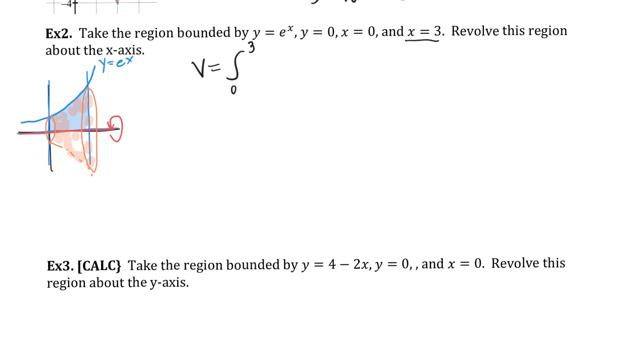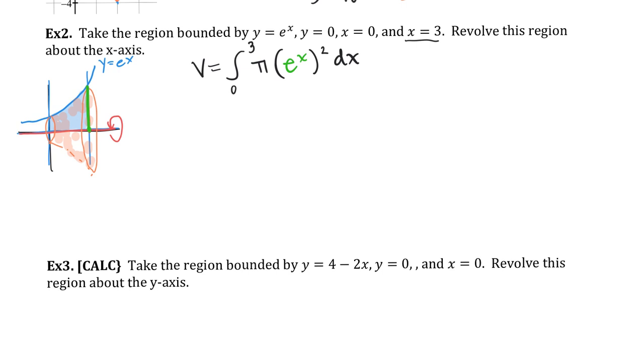Now I want the radius of revolution. So if I went from here to here, that's going to be my radius. So this is going to be pi times, for the radius, the higher function is e to the x. This is y equals 0. So if I do e to the x minus 0, I get e to the x. And then that's pi r squared, and I'm doing it with respect to x. Then let's go ahead and evaluate the volume of this thing.